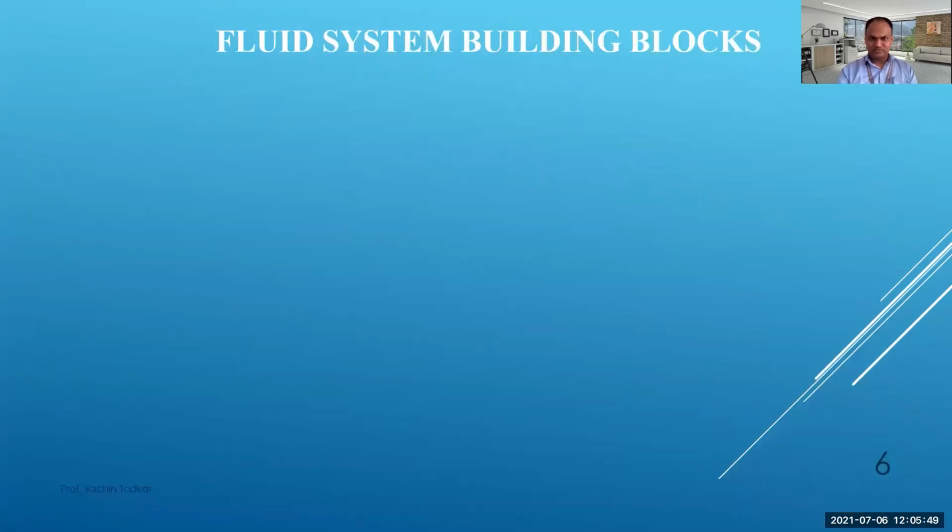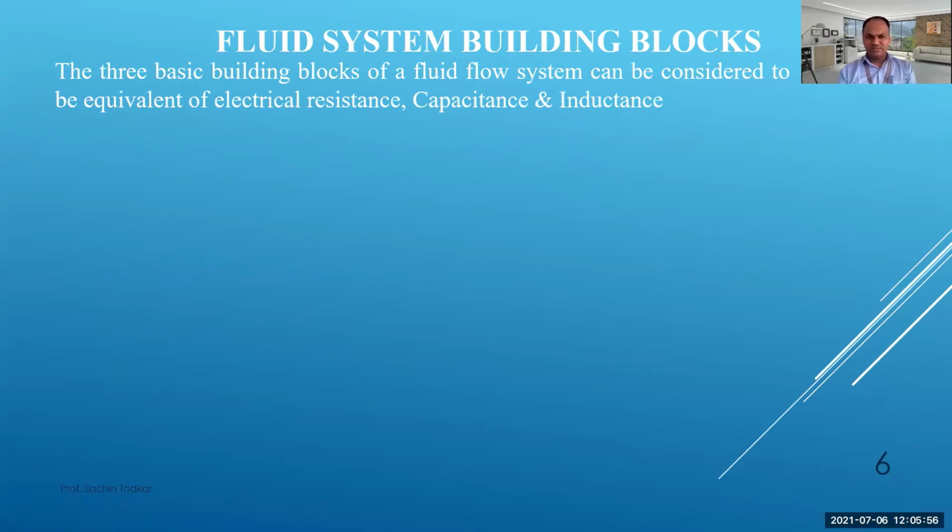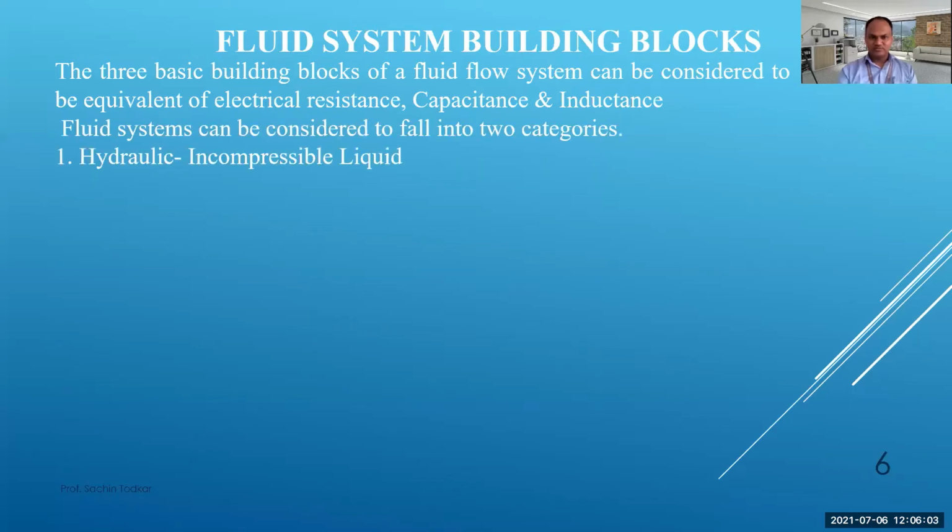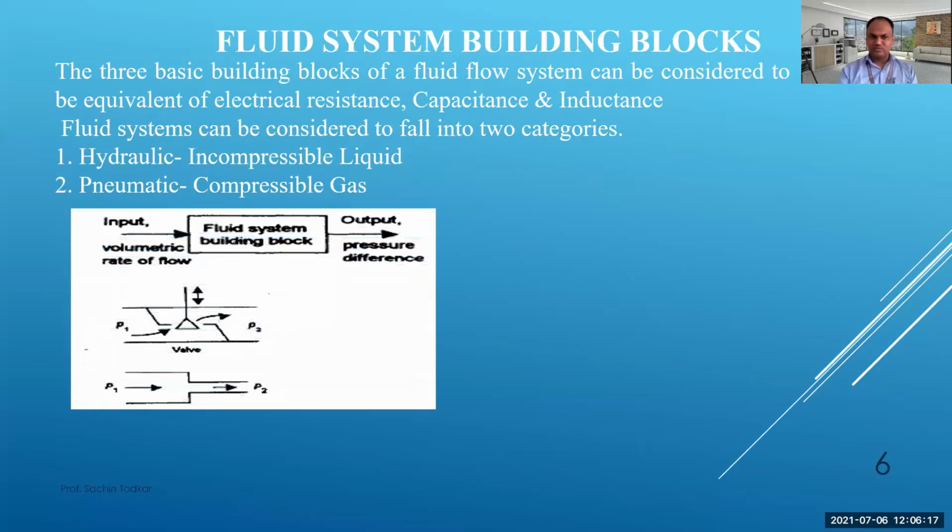These are analogical terminologies. Now in case of fluid systems, we are going to see three basic building blocks equivalent to resistance, capacitance and inductance. The fluid systems are of two types. One is the hydraulic kind of system in which there will be liquid which is incompressible. In case of pneumatic system, there will be gas which is compressible. So we are going to see both the systems in different slides.